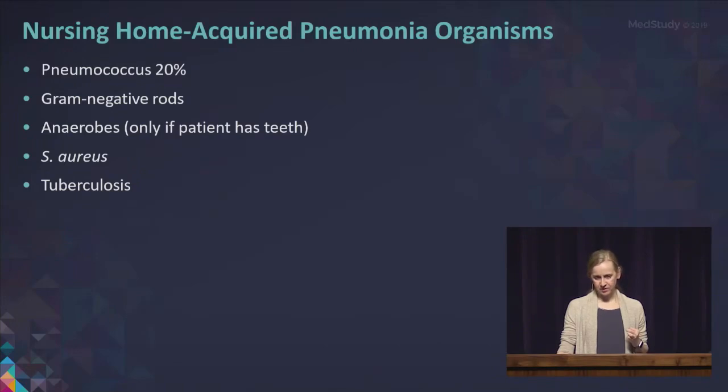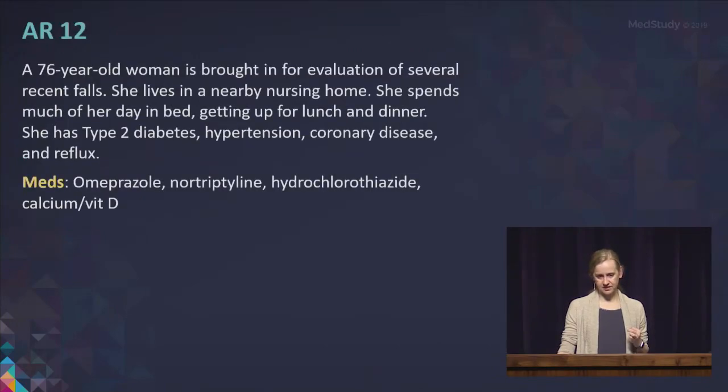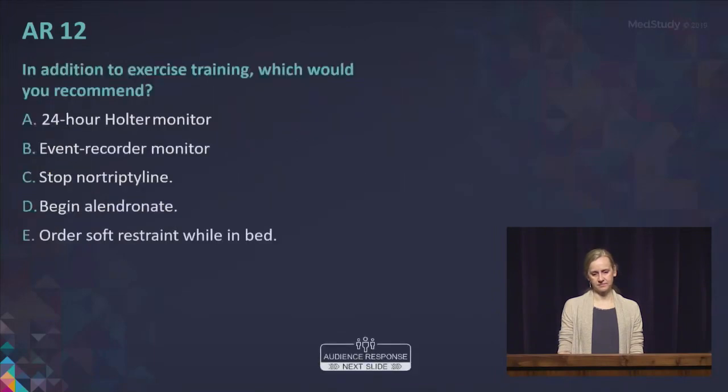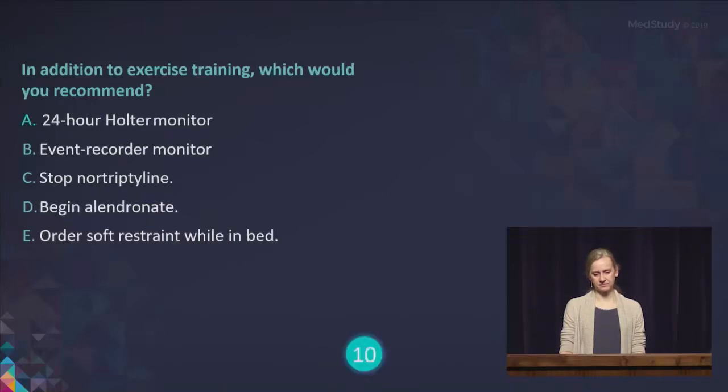So now we have a few more audience response questions. The first one: a 76-year-old woman is brought in for evaluation of several recent falls. She lives in a nursing home. She spends much of her day in bed, getting up for lunch and dinner. She has type 2 diabetes, hypertension, coronary artery disease, and reflux. Her meds are omeprazole, nortriptyline, hydrochlorothiazide, and calcium with vitamin D. In addition to exercise training, which would you recommend?